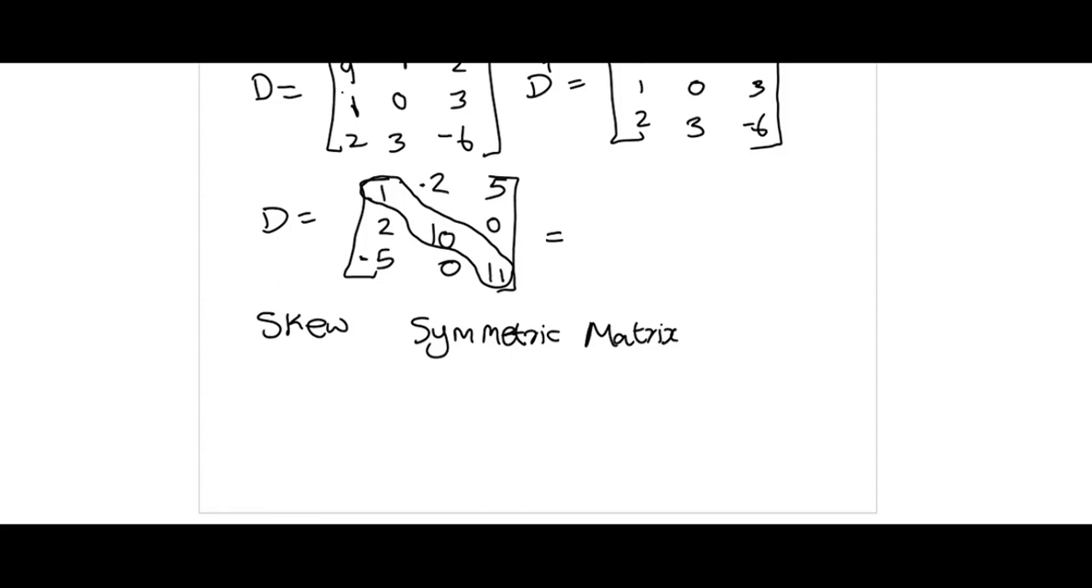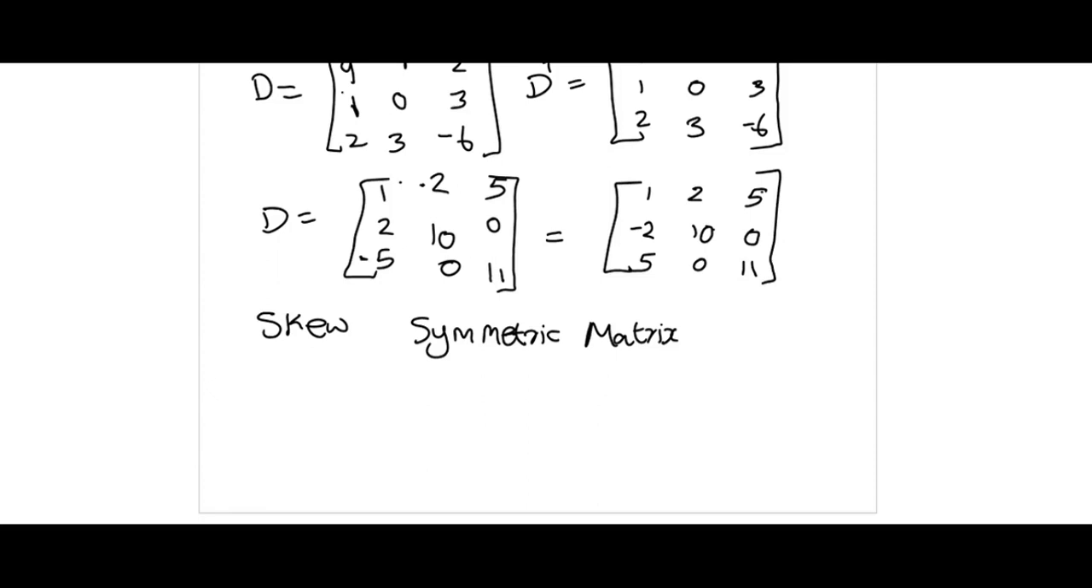So as we said, the transpose is equals to its negative. So if we transpose this matrix, we'll have 1, -2, 1, -2, and 5, 2, 10, and 0, 5, 0, and 11. So this matrix is equal.